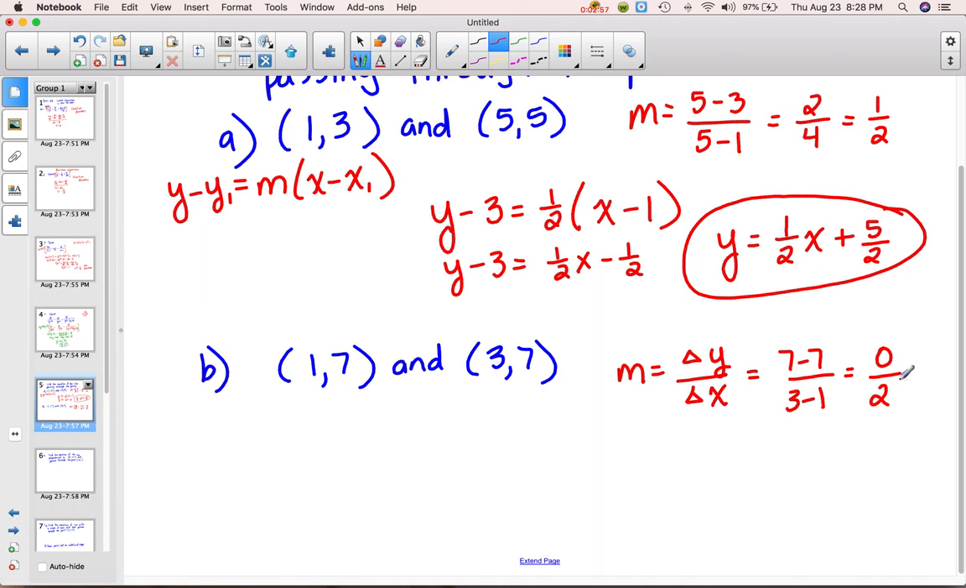Now that should just make you realize right away that a slope of 0 tells me something, because if I have a slope of 0, my line is looking like this. So I know right away that it's a horizontal line, and a horizontal line is always in the format of y equals something. So to get what that something is, notice that both of the y coordinates are 7, so y equals 7. Now if you plugged a 0 in for the slope in point-slope form, you're still going to end up with y equals 7, but try and recognize when there's that little shortcut.